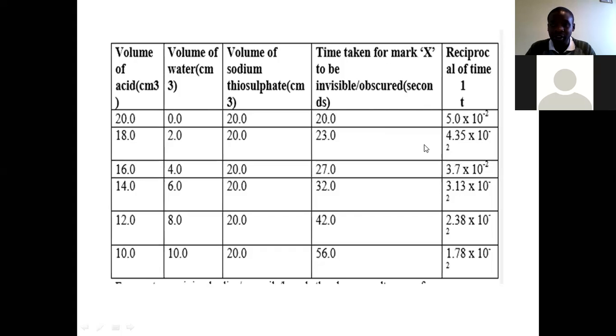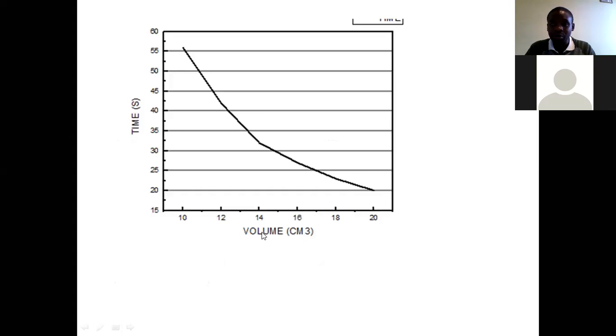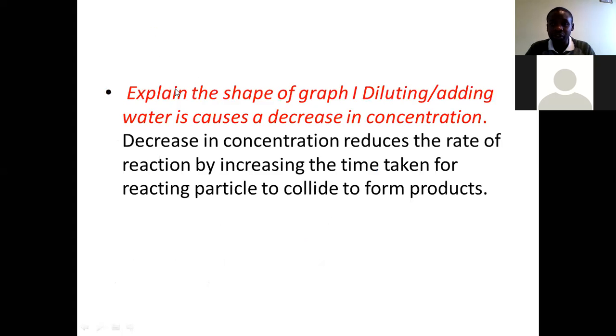So when these columns are filled like this, you can proceed to draw a graph. The first graph here is a graph of time against the volume. You can see how the two are relating. And one of the questions you can be asked is to explain how these two are relating. So you need to understand, you can see the question there.